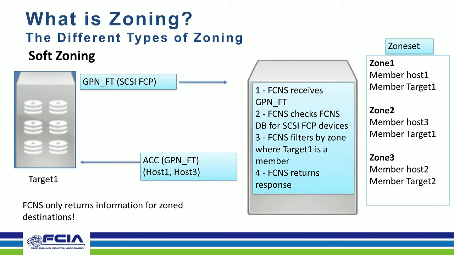Now, why did he have host one and host three? If you look over in the zone set on the right, you'll see that target one is zoned with only host one and only host three. He is not zoned with host two, and he's not zoned with target two. So that's why the response only has those two in it.